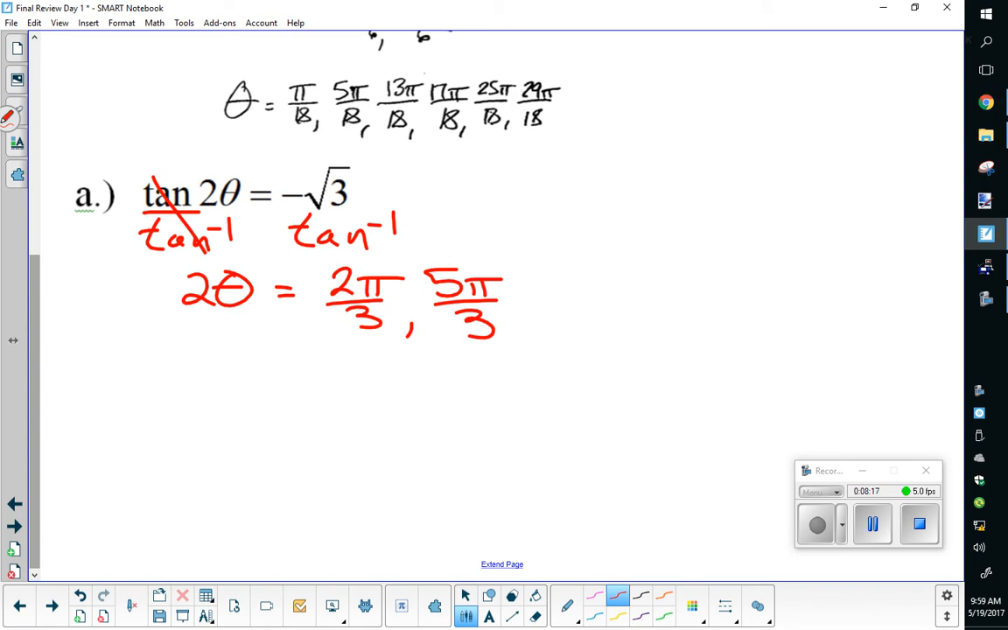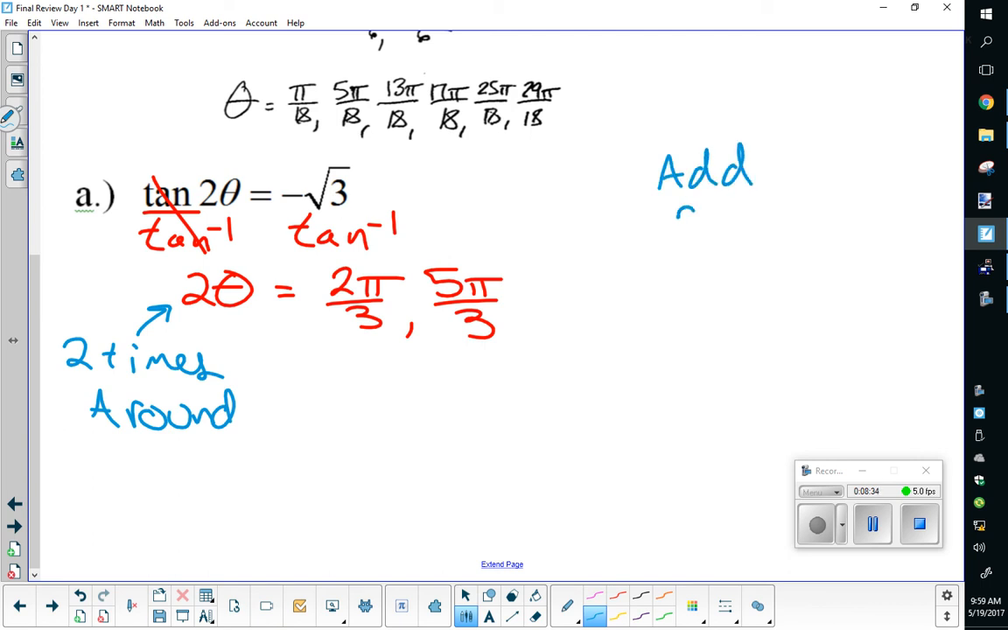What is still with my theta? 2. What does this 2 mean? 2 times around. Remember, that was the whole Ferris wheel problems that we spun around twice. You're going twice as fast, so we're going to have 2 times answers. So remember what we do. We add 2 pi to my answers because I'm going around again. I'm going to add 2 pi. But I need to add 2 pi to these numbers over here that have denominators of 3.